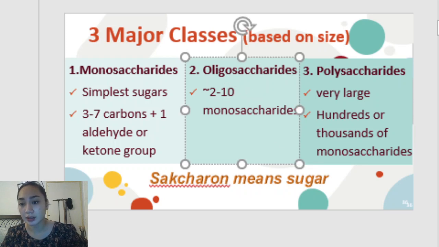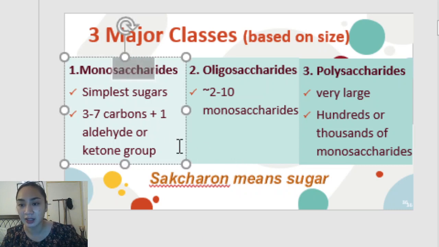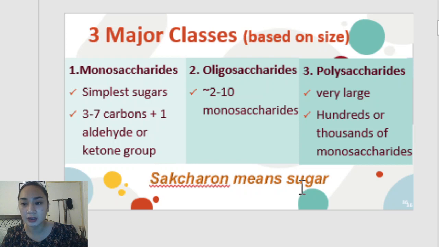On the other hand, oligosaccharides. In oligo, there are about 2 to 10 monosaccharides, so the oligosaccharides are simple sugars put together. And then the third is polysaccharides. They are very large. In here, there are about hundreds or thousands of monosaccharides. The word saccharon actually means sugar, as in saccharide.